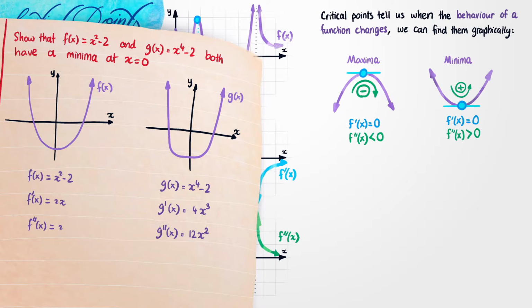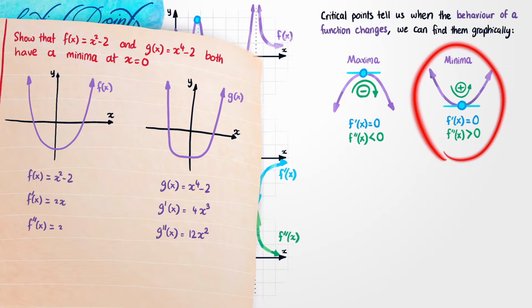Okay, so I've just gone ahead and differentiated them both twice. The first derivative of f of x is just 2x, and then the second derivative is just 2. The first derivative of g of x is just 4x cubed, and then the second derivative is just 12x squared. Okay, so most of the time, this test is actually going to work just fine, but it doesn't always.